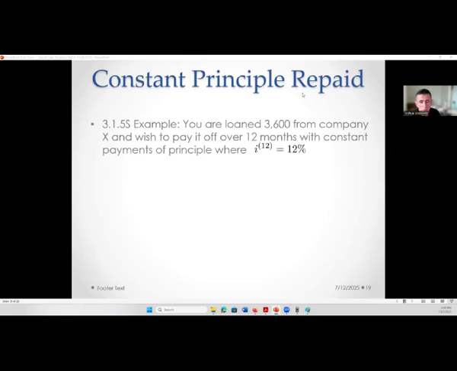Okay, what I want to do now is an example using this formula that is similar to a former exam FM problem and similar to two collected homeworks. So you're loaned $3,600 from a company and you wish to pay it off over 12 months. Constant payments of principal where i^(12) is 12%. So the total payments are not constant. It's the principal payments that are constant.